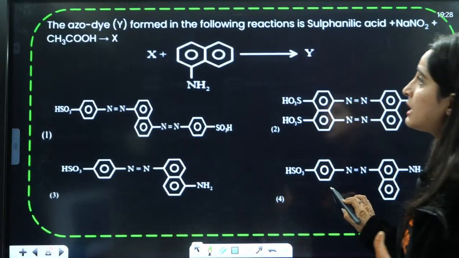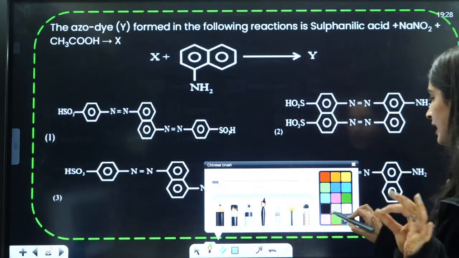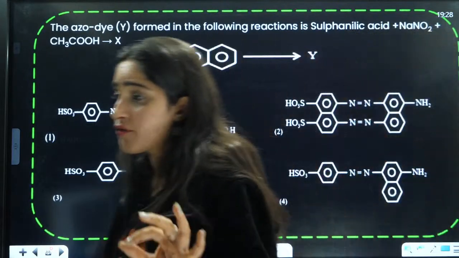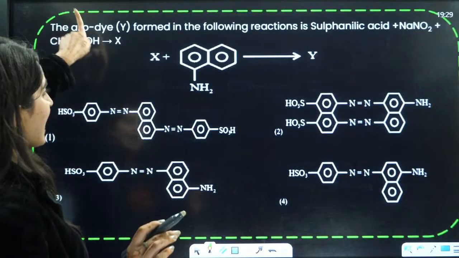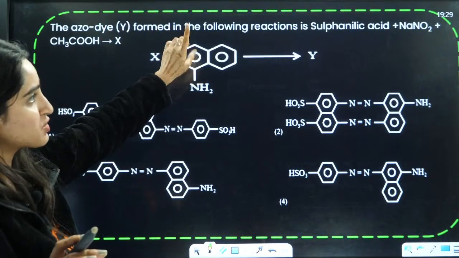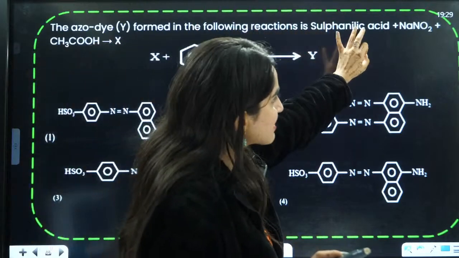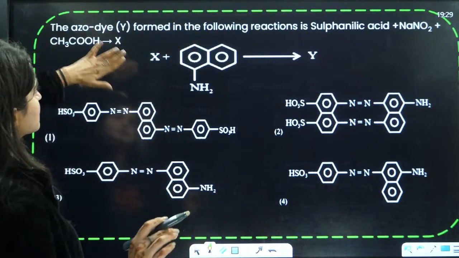Next we have the azo dye. This is a very, very important question, so everybody in the chat box, try to answer it yourself. I'll give you one hint here. The azo dye formed in the following reaction is sulfanilic acid, NaNO2 plus this X.